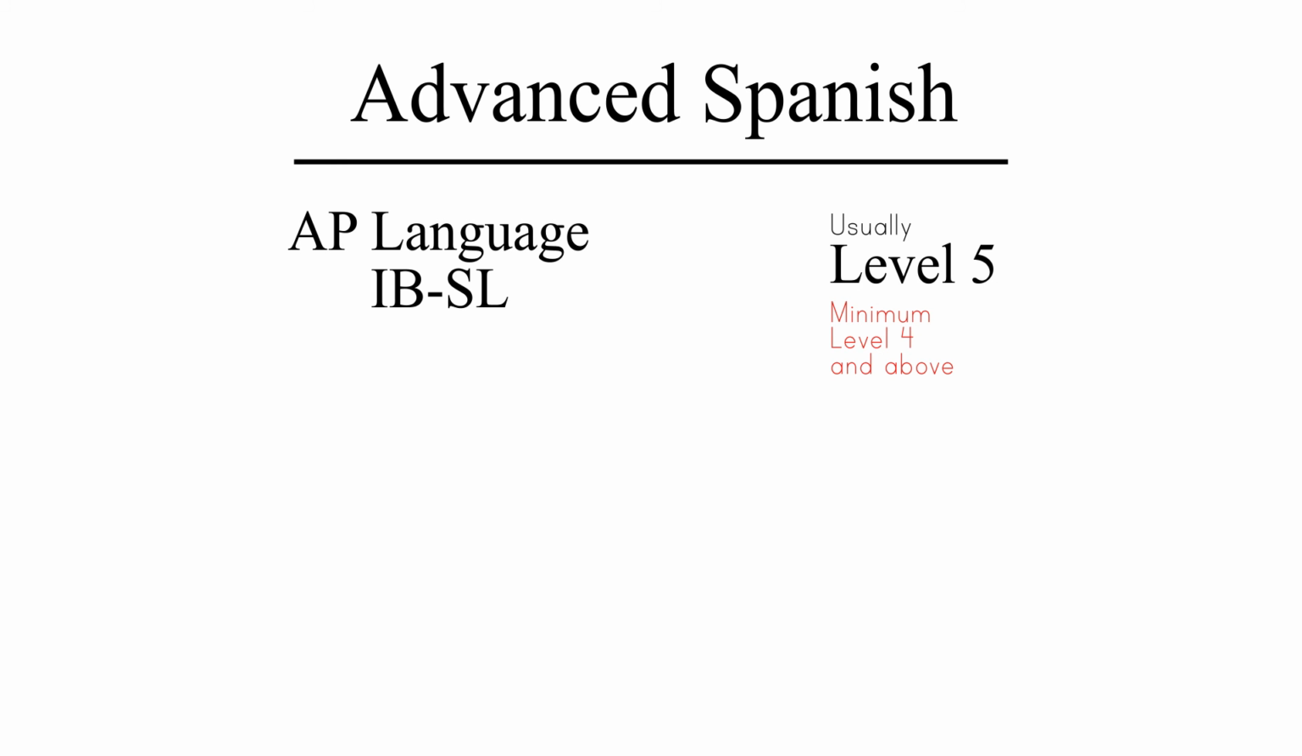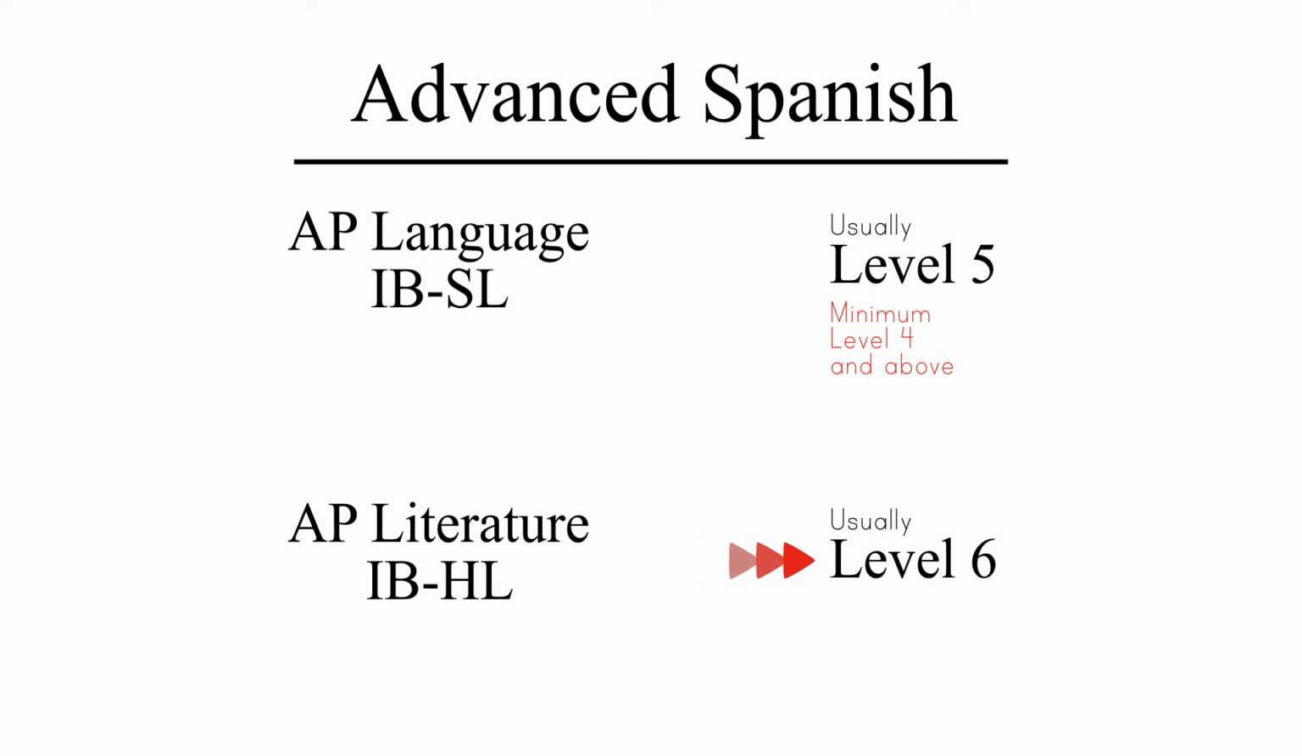A student enrolled in a course labeled AP Literature or IBHL must take the NSE at either Level 5 or 6. Under no circumstance may an AP Literature or an IBHL student take the NSE at lower than Level 5.